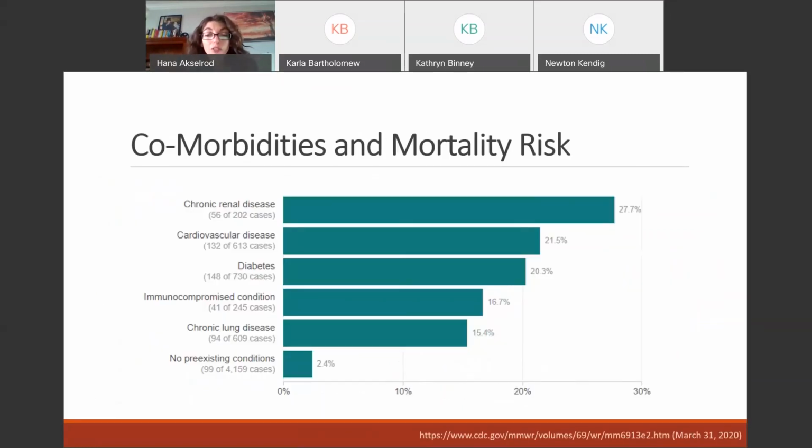So speaking of government reports, the CDC Morbidity and Mortality Weekly Report about 3 weeks back released a detailed summary of risk for severe disease and death in patients in the US with COVID-19. And this diagram particularly stands out, this graph, because it shows very high risk for ICU admission in patients with chronic kidney disease and cardiovascular disease, as well as diabetes.